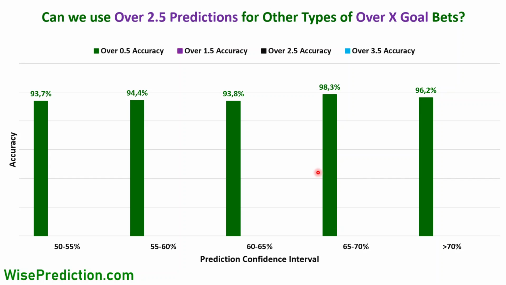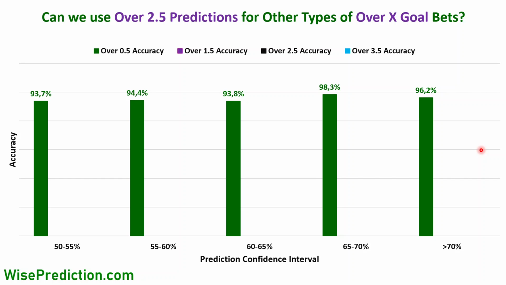So if we have a look at the cases for over 0.5 accuracy, whenever the prediction is over 2.5, the accuracy starts from 93.7%. In the next interval, it goes up to 94.4%, 93.8% again, and it goes up to 98.3% and 96.2% for over 0.5 betting accuracy.